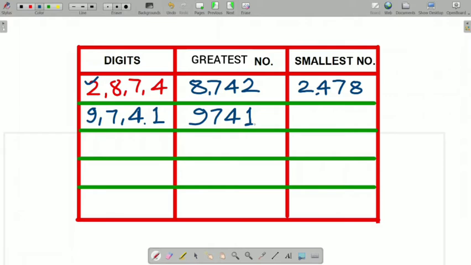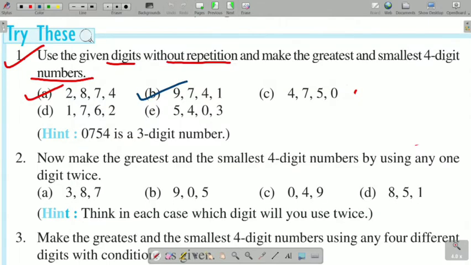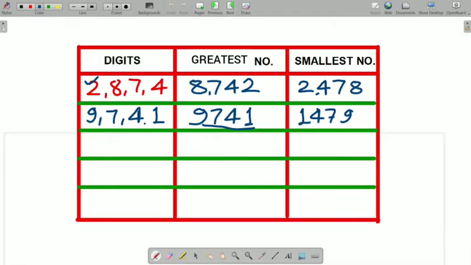Okay. Now the smallest number we have to make. So just put these digits 9741 in ascending order, means 1, then you will write 4, then 7, then 9. Okay. In this way it's a very easy way to find the numbers. Now here 4750. So let me take this one, 4, 7, 5 and 0.